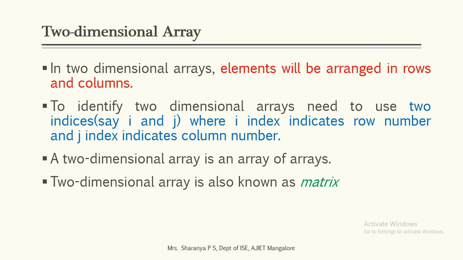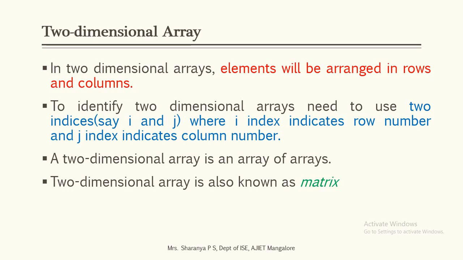Coming to the two-dimensional array, here we are able to store elements in rows as well as columns. So, this two-dimensional array will contain a set of rows as well as a set of columns. In the rows we can store values, and even in the columns we can store values. It looks just like a table which contains rows as well as columns.